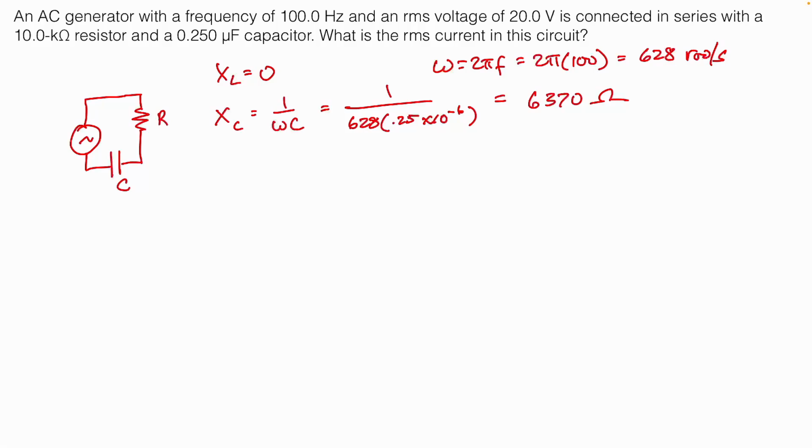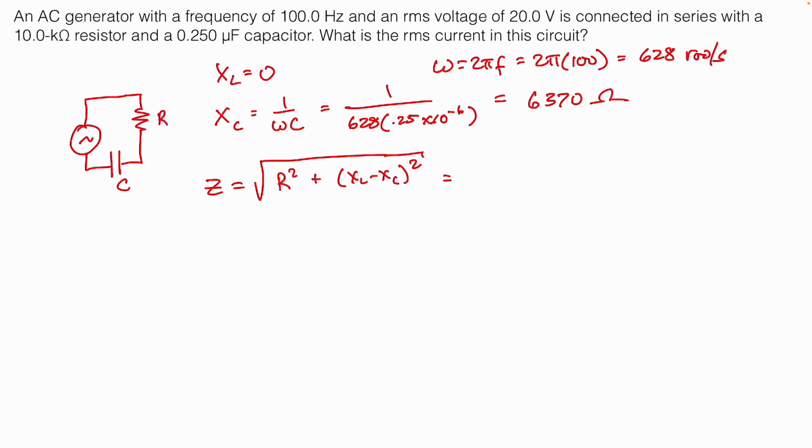Okay. All right. Now that we have that, we can go ahead and calculate our impedance. Remember, impedance is the equivalent resistance. We don't just add them together. This is an AC circuit, so we can't just add them like we would with DC. We do have to go through the impedance. So that's the square root of R squared plus XL minus XC quantity squared.